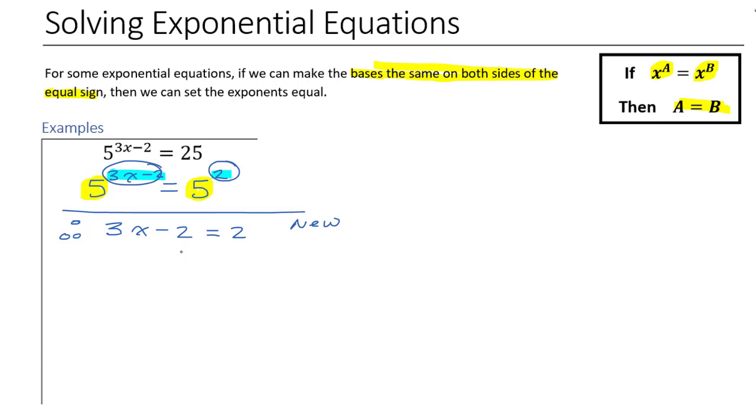So this is a regular old linear equation from grade 9, right? So we have 3x equals 2 plus 2, divide both sides by 3, and we get 4/3 as our answer. So x must be 4/3. So if we were to go back and replace x with 4/3, the two sides would be equal to each other. 5 to the power of 3 times 4/3 minus 2 would equal 25. All right, so let's check out a few more here.